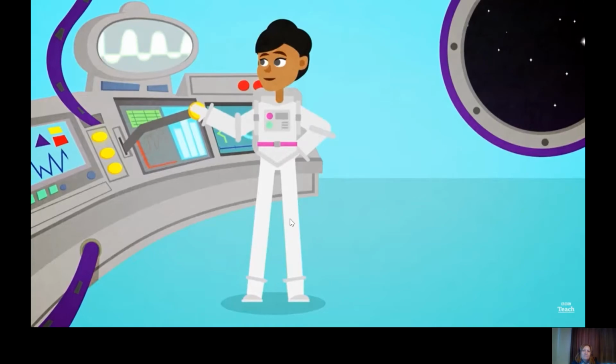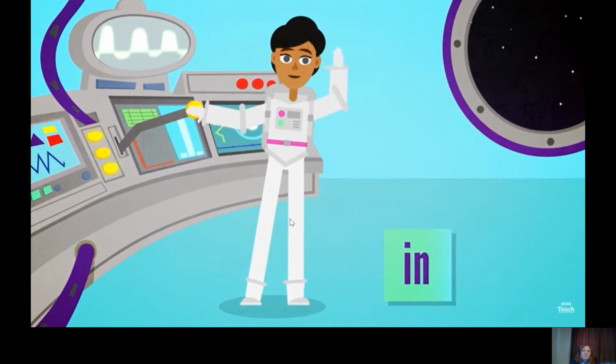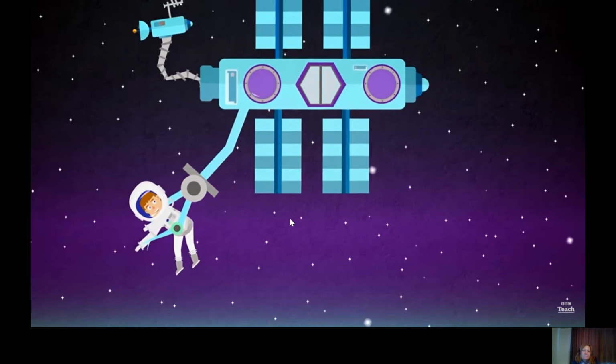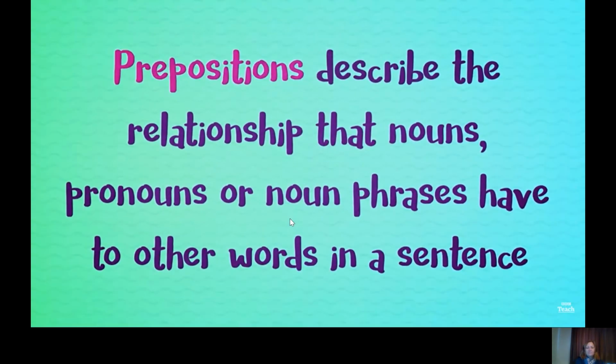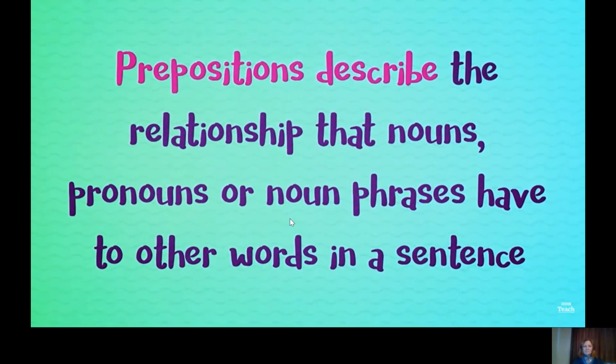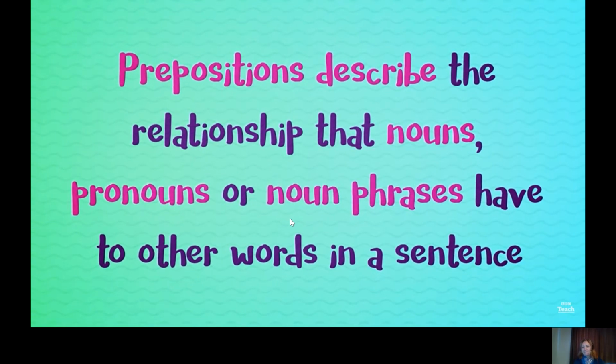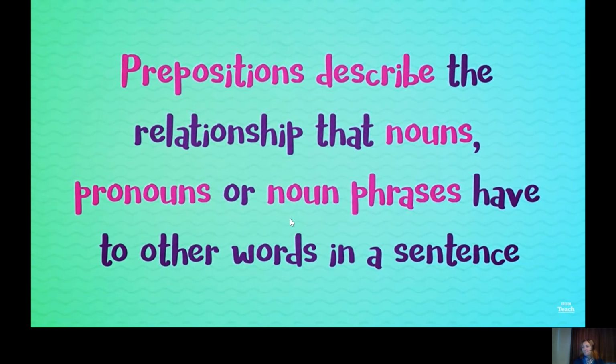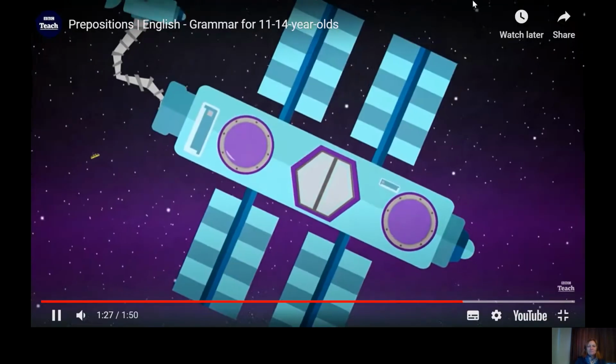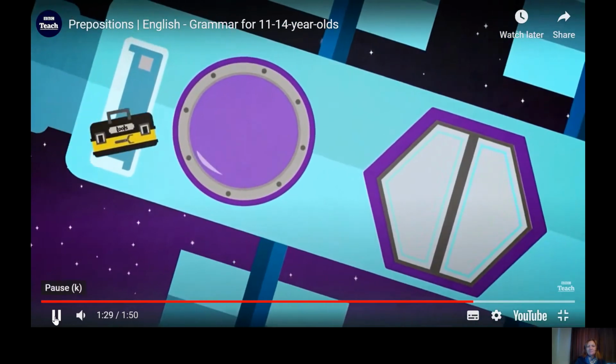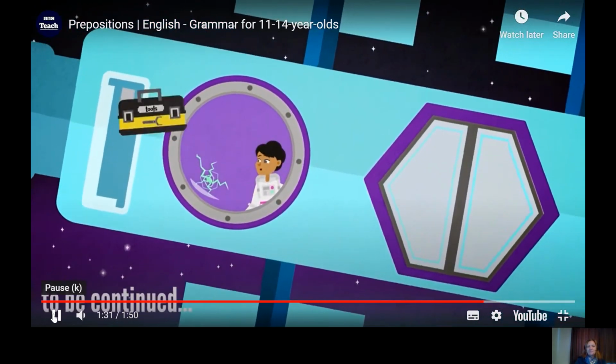Luckily for Carl, Selena Stardust is in the control room. She always has his back. So if you get tangled, remember, prepositions describe the relationship that nouns, pronouns, or noun phrases have to other words in a sentence. Good work, Selena. You've saved the day. For now.